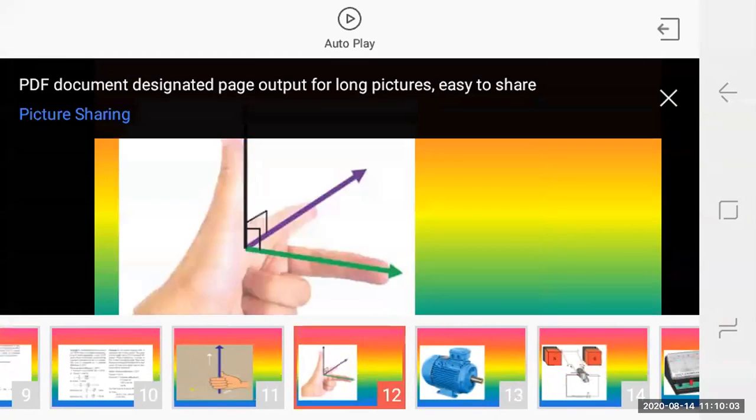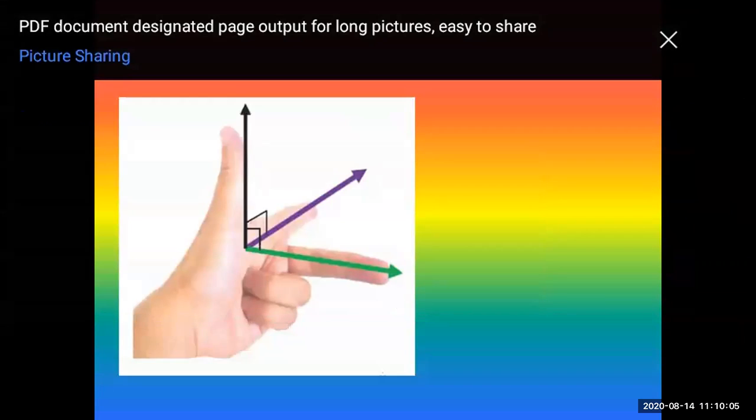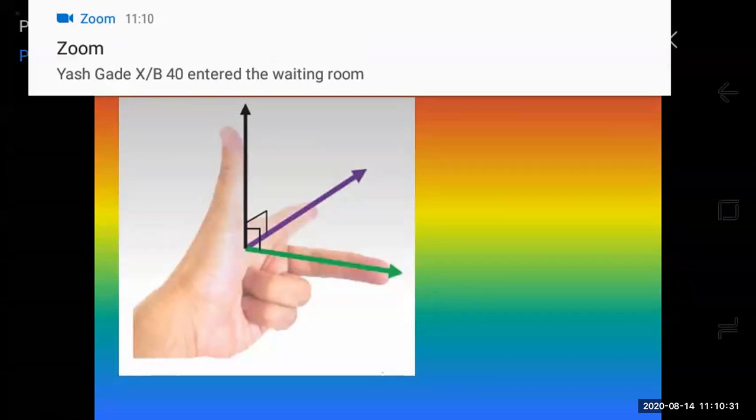Now let us move to Fleming's left hand rule. What is Fleming's left hand rule? The left hand thumb, index finger and the middle finger are stretched so as to be perpendicular to each other. If the index finger is in the direction of the magnetic field and the middle finger points in the direction of the current, then the direction of the thumb is the direction of the force on the conductor. So that is called Fleming's left hand rule.